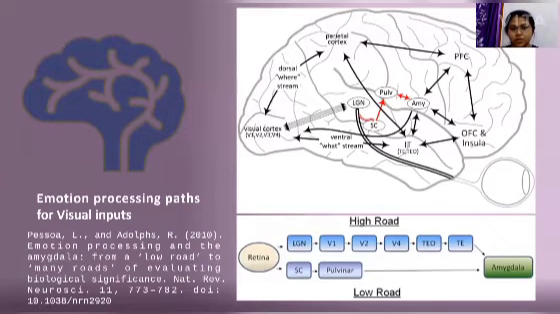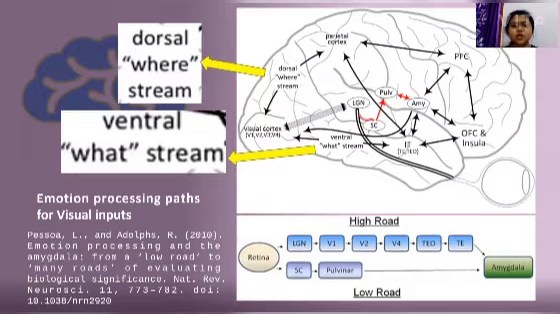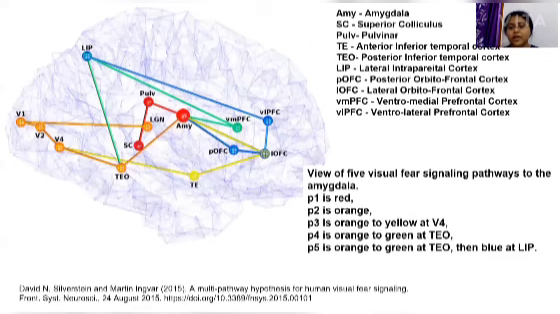So now I am talking about one special situation where a human being starts running after seeing fearful things, like a tiger. I am talking about emotional processing paths for visual inputs. This picture I have taken from these papers, and in these papers they described two roads, the high road and the low road. In the low road, the signal goes to the amygdala from the retina via the superior colliculus and pulvinar, and in the high road, the signal goes to the amygdala via the lateral geniculate body, V1, V2, V4, and the temporal cortex.